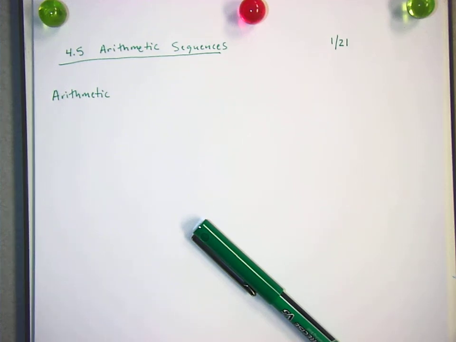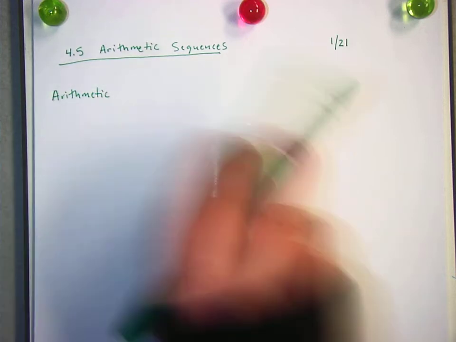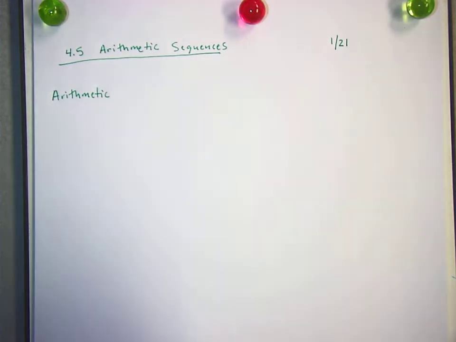All right, so today we're talking about arithmetic sequences. They're actually not pronounced "arithmetic." There is a word called arithmetic, but that's not what this one is. It's arithmetic sequences. So go ahead and start your notes. Let's write down 4.5 arithmetic sequences, 121.